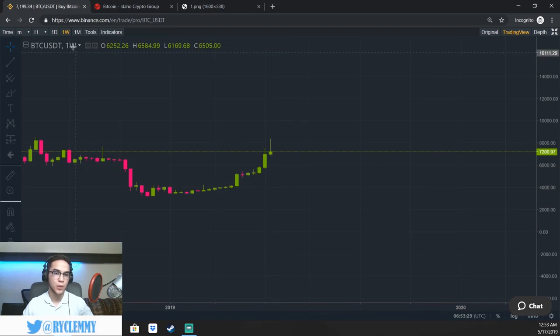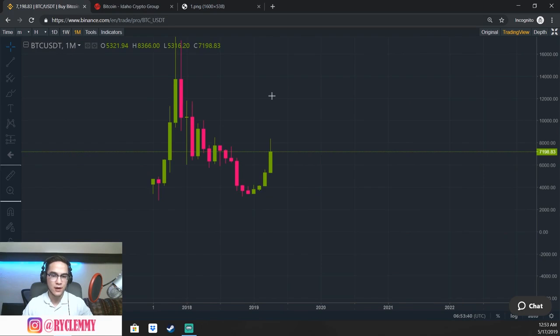Now, like I said, this was the week-long chart. There's also 1 month. So if I click that, you can now see that each of these candles is exactly 1 month.